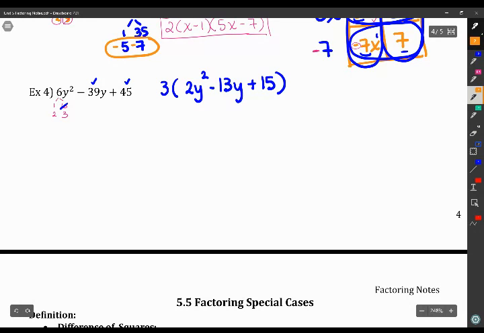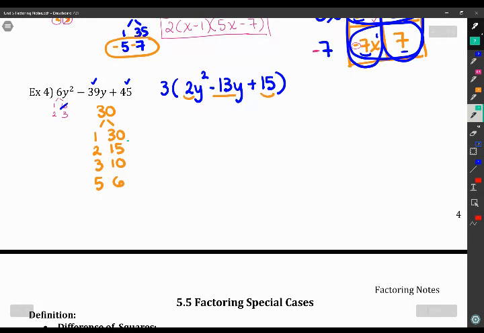So once I'm there, then I'm going to multiply 2 times 15, which is 30. Factors of 30 are 1 and 30, 2 and 15, 3 and 10, 5 and 6. And what I'm trying to do is get negative 13 in the middle. So as I do that, I notice that 2 and 15 subtracted gives you negative 13. And I have negative 3 and negative 10, which would give me negative 13. So both of these add or subtract to give me negative 13.